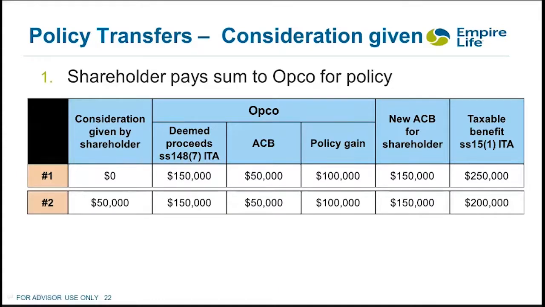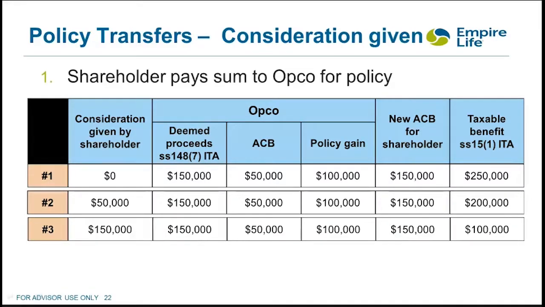In the second situation, the shareholder gives consideration of $50,000, which is equal to the adjusted cost basis of the policy. It still doesn't change the deemed proceeds. The greatest of those three amounts is still $150,000. Policy gain is still $100,000. New ACB is still equal to the deemed proceeds of $150,000, but the taxable benefit has been reduced because of the $50,000 of consideration given.